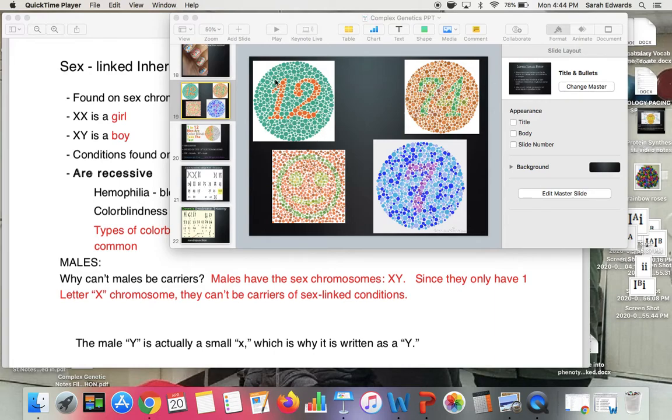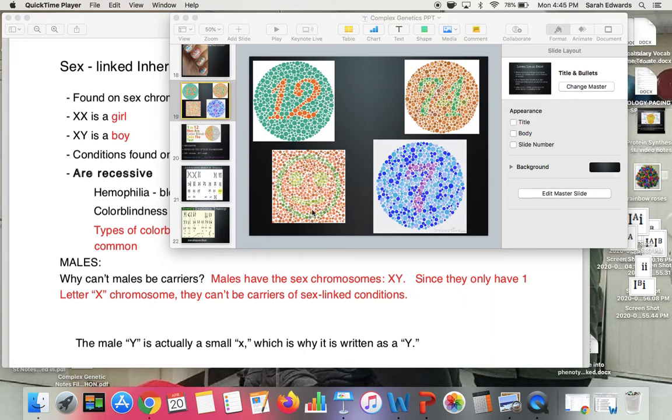What number is in this circle? If you said 12, you'd be right. This is a test along with this one. What number is this? If you said 74, old-fashioned 7 here, and then a 4 here, you would be right. These 2 are tests for red-green color blindness, the most common form of color blindness in humans.